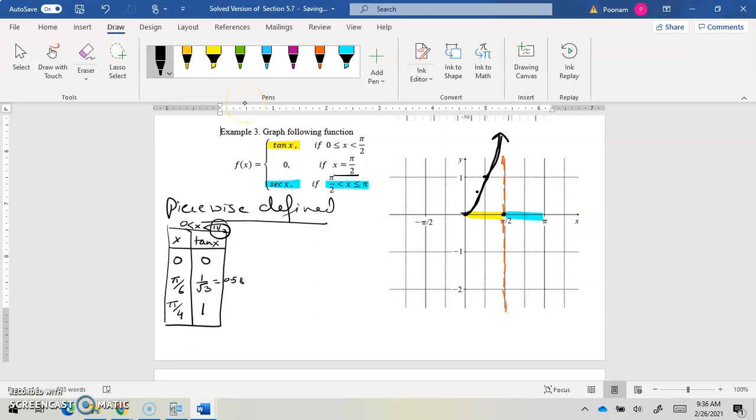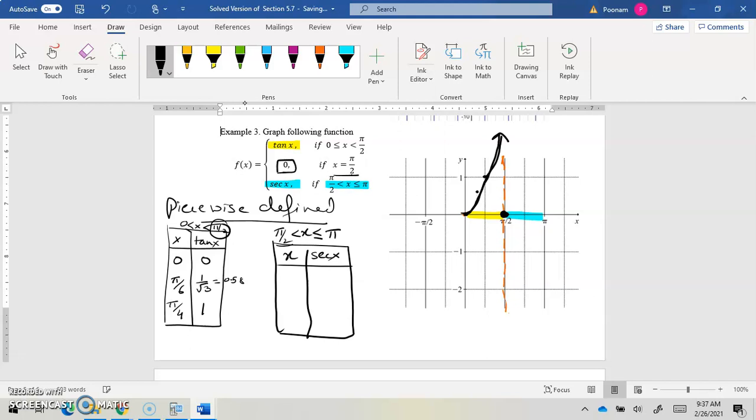So there is this one solid point. You cannot forget it, right? There is one solid point at pi by 2. The function is defined to be 0. That is defined separately. Now, after pi by 2, if x is more than pi by 2 to pi, the function is defined as secant x, right? What is secant x? Secant x is the reciprocal of cos x. So at pi by 2, the function is clearly not defined. So again, we have an asymptote at pi by 2.